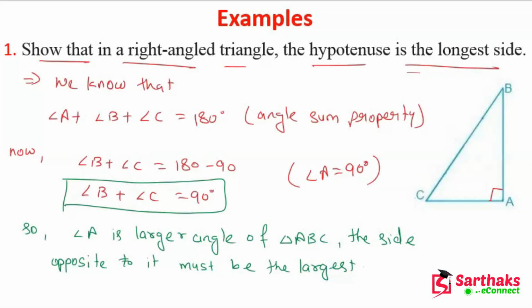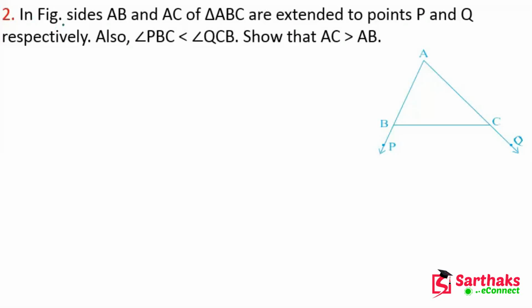So now let's move on to the next question. In the figure, sides AB and AC of triangle ABC, we have a triangle ABC, and side AB is extended to point P and side AC is extended to point Q respectively. Also angle PBC is greater than angle QCB. Now we have to show that AC is greater than AB. I hope you understand these things.